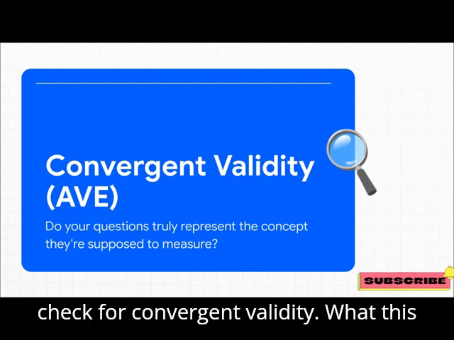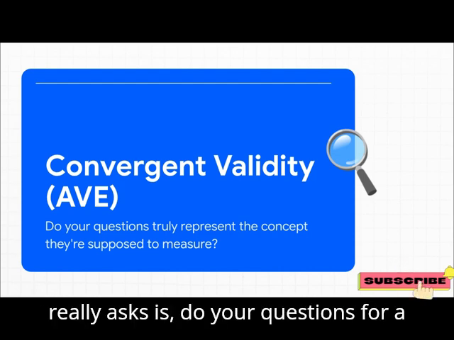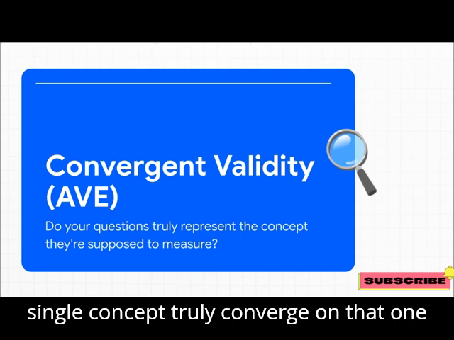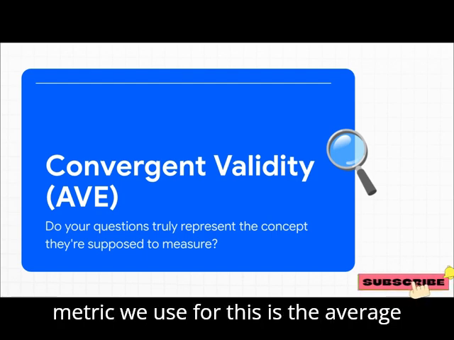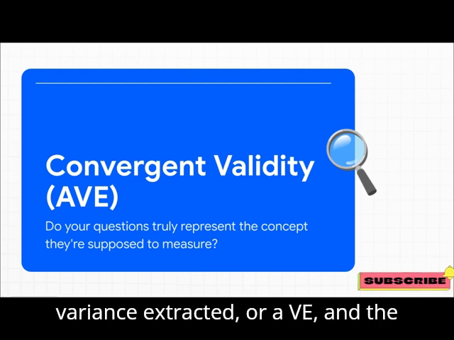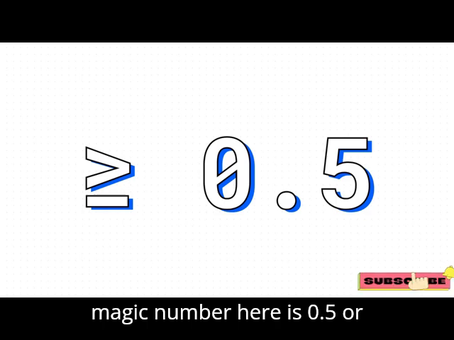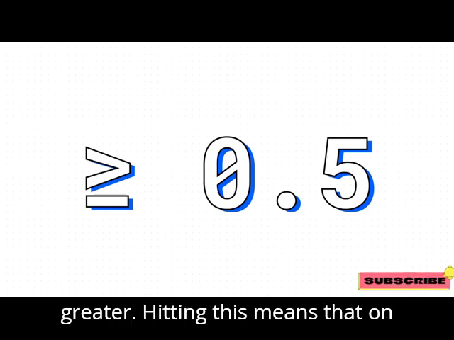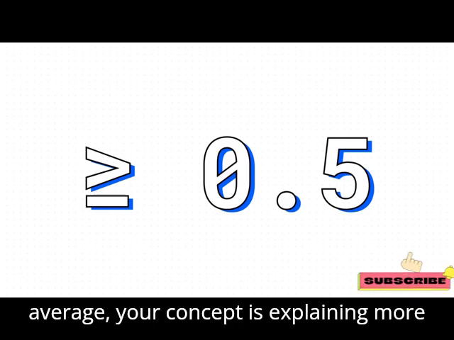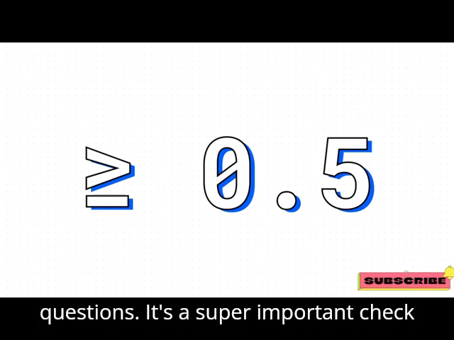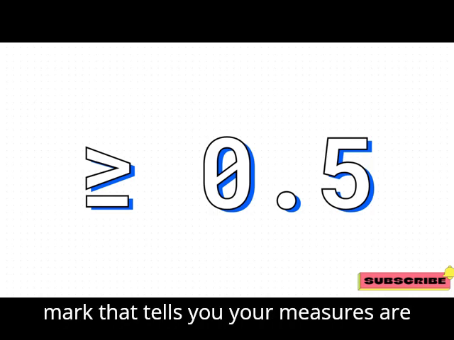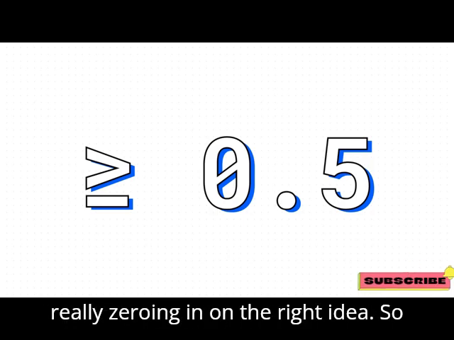Next, we need to check for convergent validity. What this really asks is, do your questions for a single concept truly converge on that one idea? Do they really represent it well? The metric we use for this is the average variance extracted, or AVE. And the magic number here is 0.5 or greater. Hitting this means that, on average, your concept is explaining more than half of the variance in its own questions. It's a super important checkmark that tells you your measures are really zeroing in on the right idea.